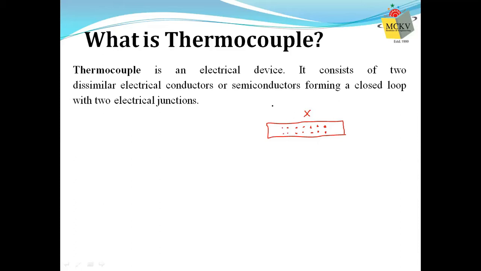See, I am not talking about the thermocouple right now. Couple means there must be two metals, dissimilar metals. I am talking about a single metal, and let's say the metal is X. What I do is I heat one end of the metal and keep the other end at a lower temperature.